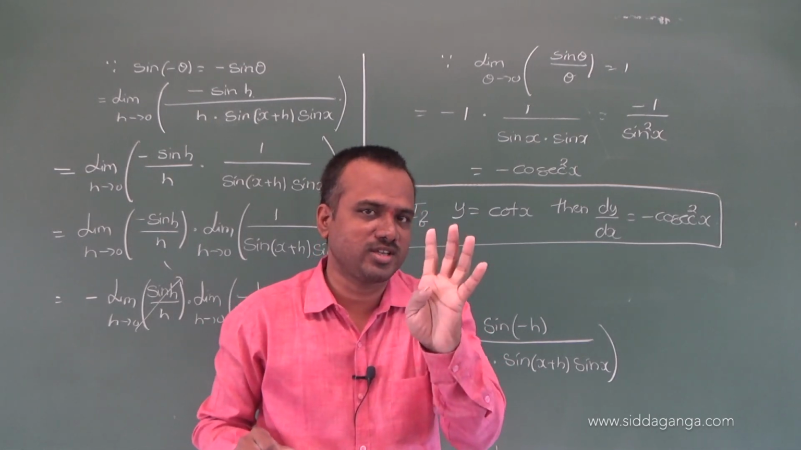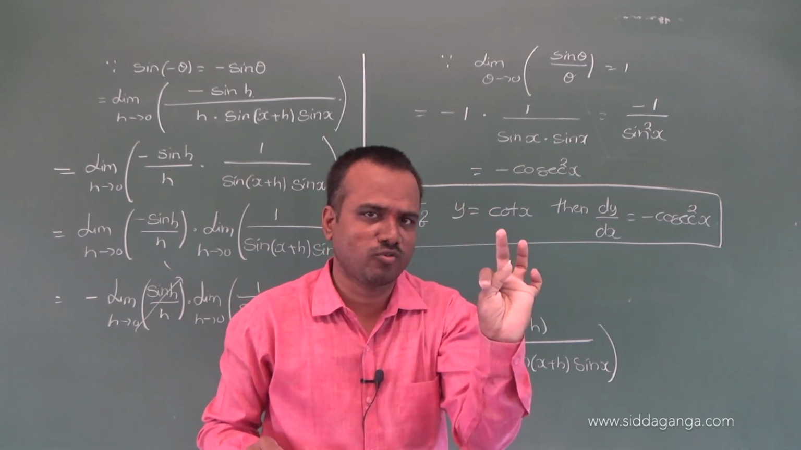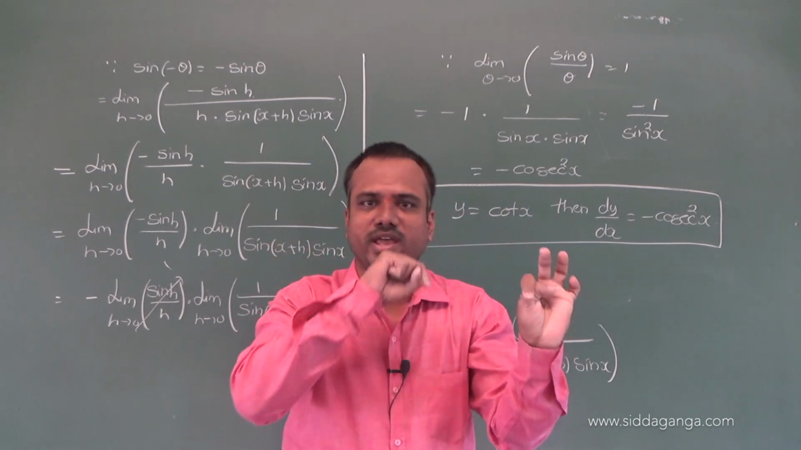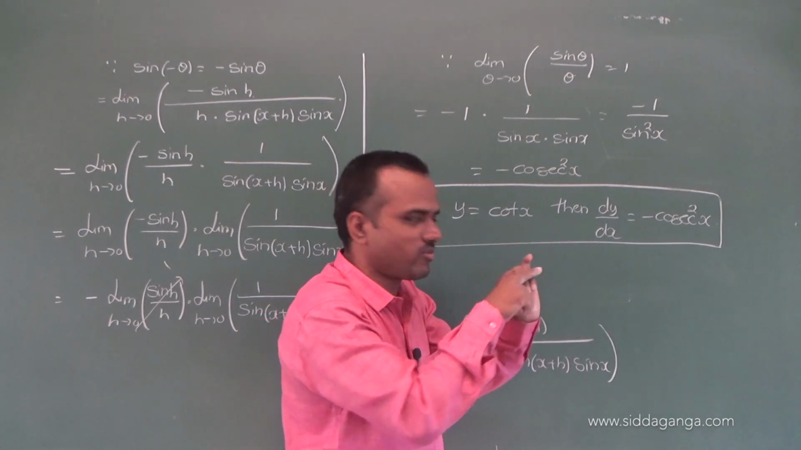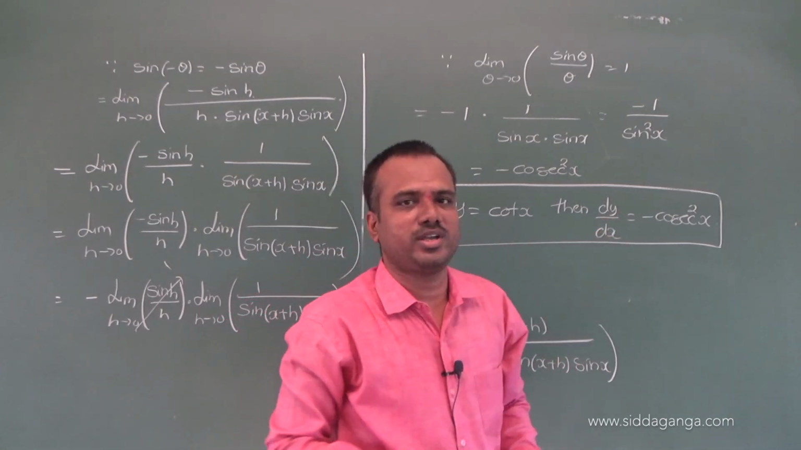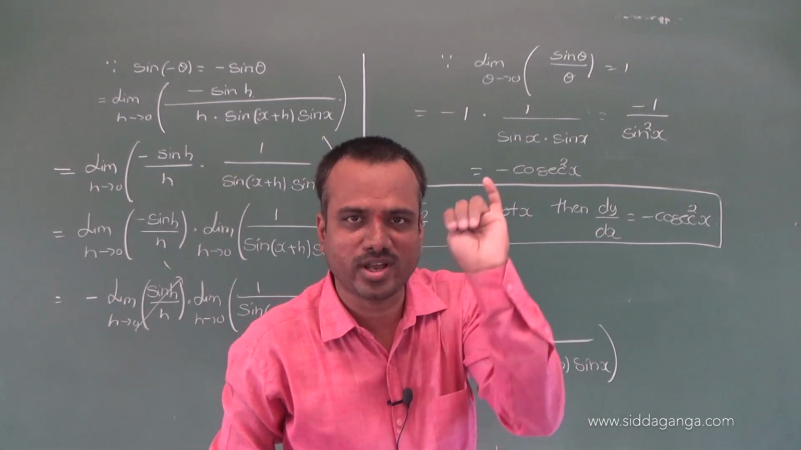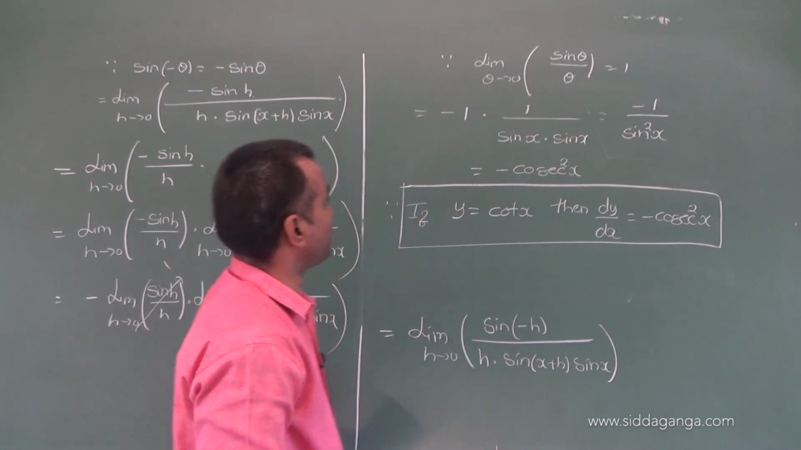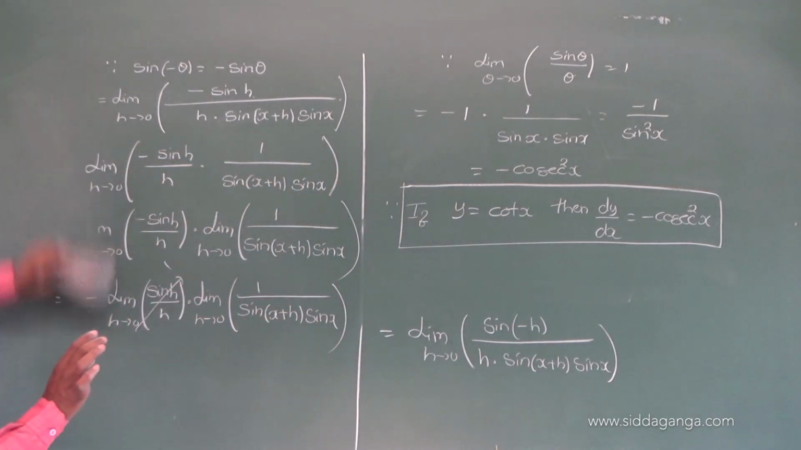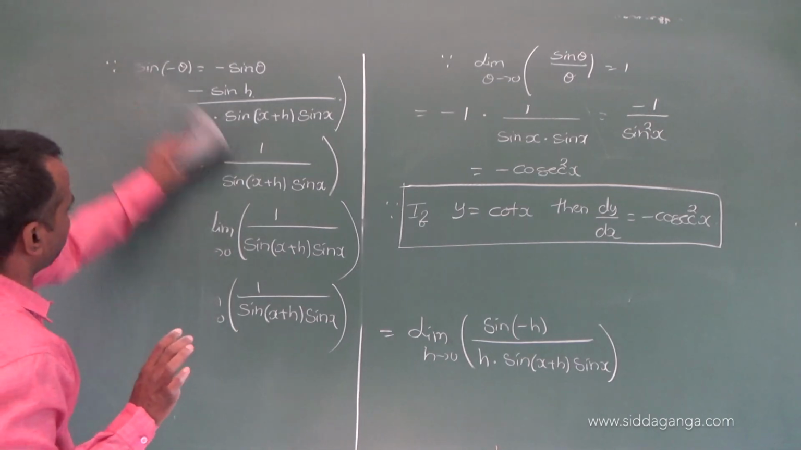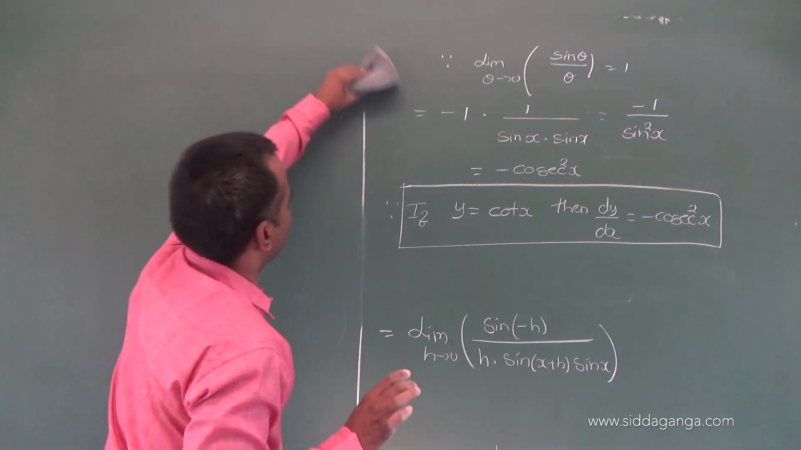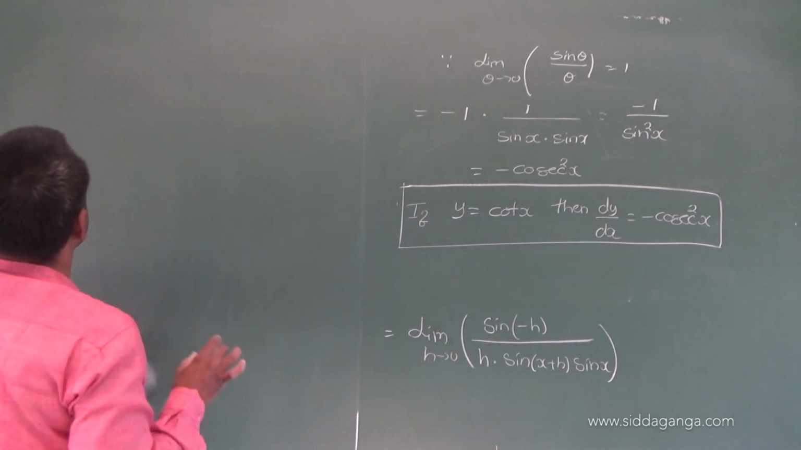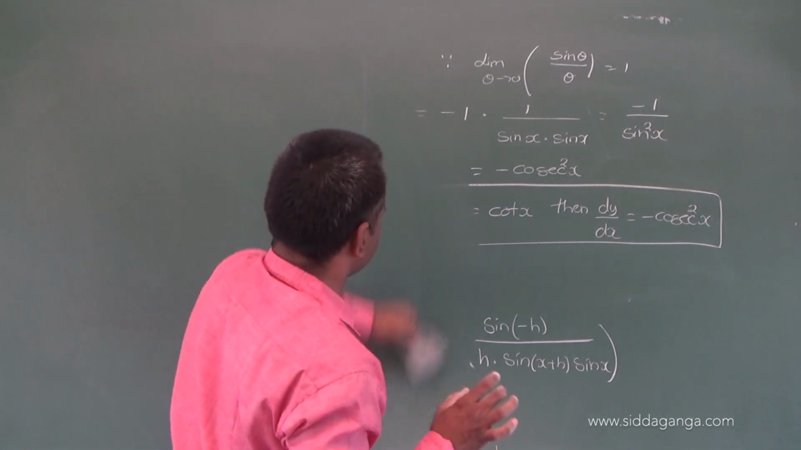Derivative of sin x is cos x. Derivative of cos x is minus sin x. Derivative of tan x is secant square x. Derivative of cot x is minus cosecant square x. See this theorem, see this proof. Then the fifth one. We take one more trigonometric function. Which one? Secant x. And the last one is cosecant x.